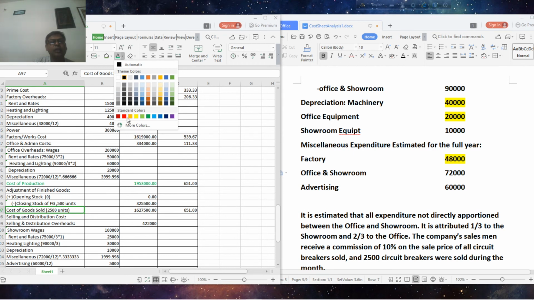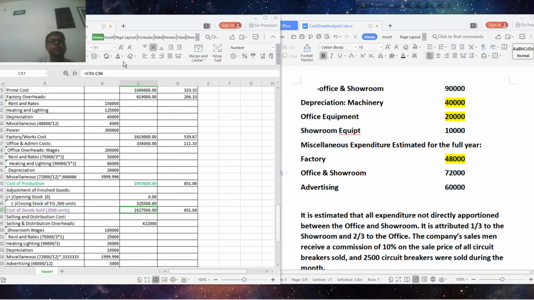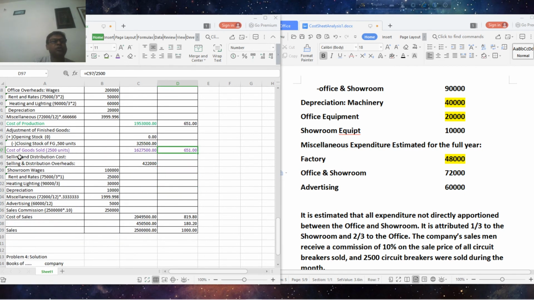Another color I may choose here. Yes, this is good. Not bad. Yes, and easily we can find out the per unit cost here. So this is the cost of goods sold, that means 2,500 units of circuit breakers. Afterward we have to start the selling and distribution. This amount of units has been sold, so the cost is related to this amount of production.